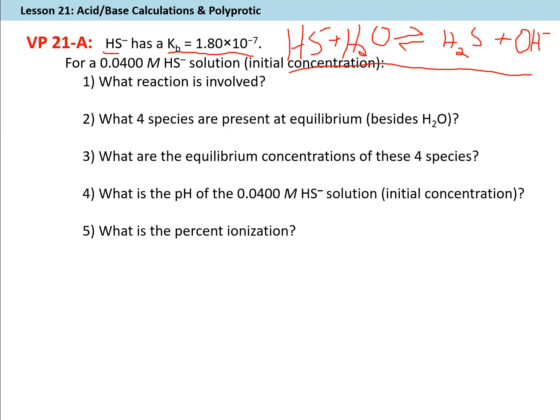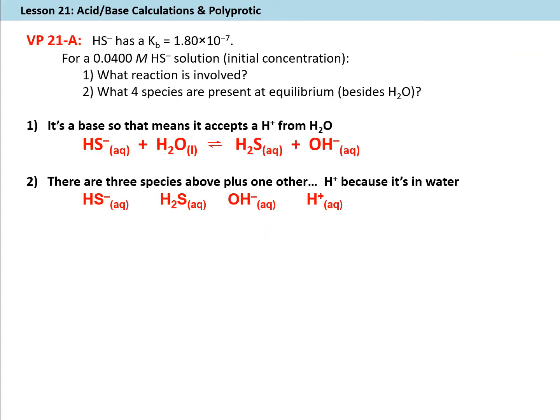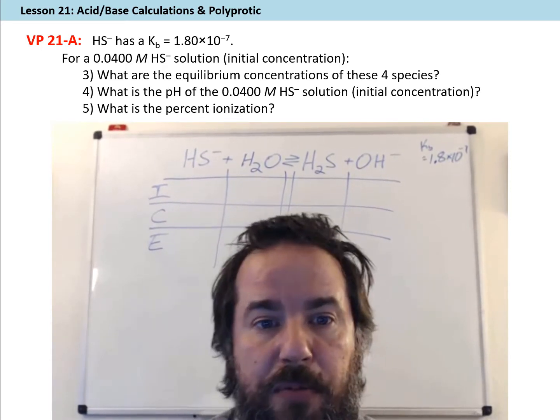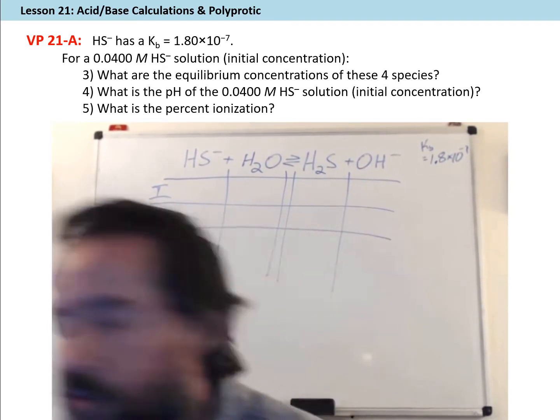And so what four species are present in equilibrium besides H2O? So first, because this is an equilibrium problem, you can notice the KB isn't huge, right? All three of these are going to be there at equilibrium. Well, we're told one other species is present, and that will be H plus. Why? Because whenever we have water, we get OH minus and H plus. All right, so now that we understand the reaction, now we can start doing the other parts of it. What are the equilibrium concentrations? What's the pH? And what's the percent ionization?